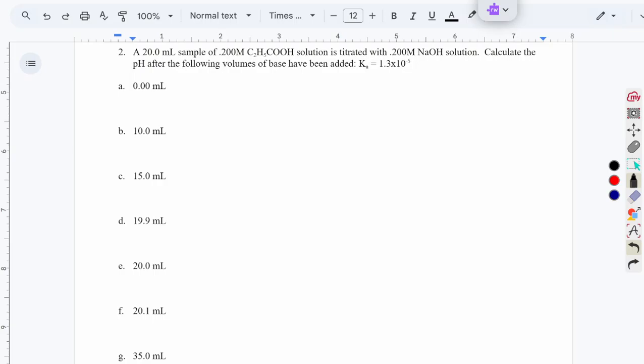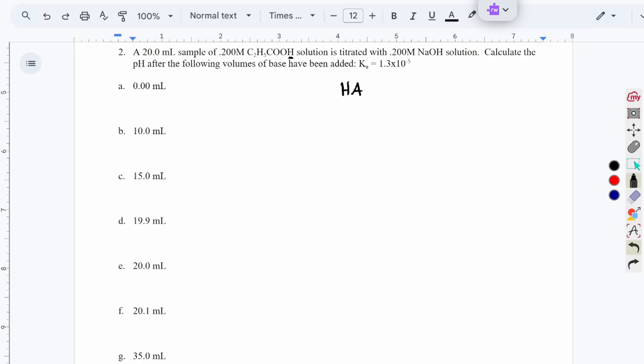Oh boy, this is the hard one. It's going to take you a little while to do all these, but once you get the hang of it, your life will be easier. So here we got a 20 milliliter sample of 0.2 molar something. We can see that COOH, that it's a carboxylic acid, and so we've got an acid. Who cares? It's HA, right? That's what matters. So this is our HA. And it's titrated with sodium hydroxide. Luckily, they're both the same concentration. That'll make our life easier. It says, calculate the pH after the following volumes of base have been added. And then it gives us our Ka.